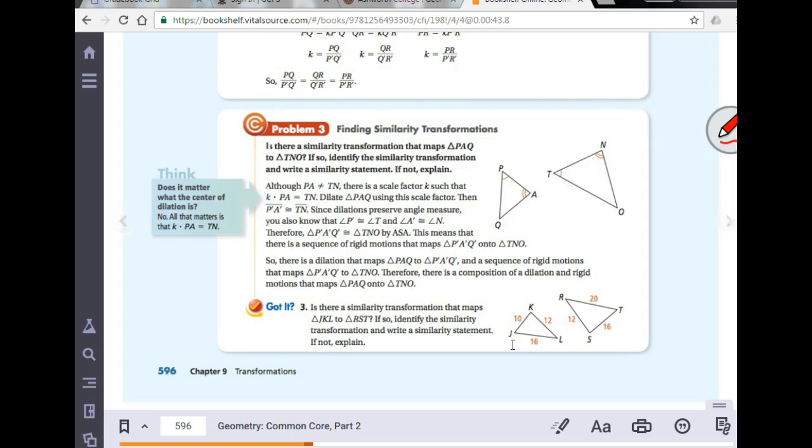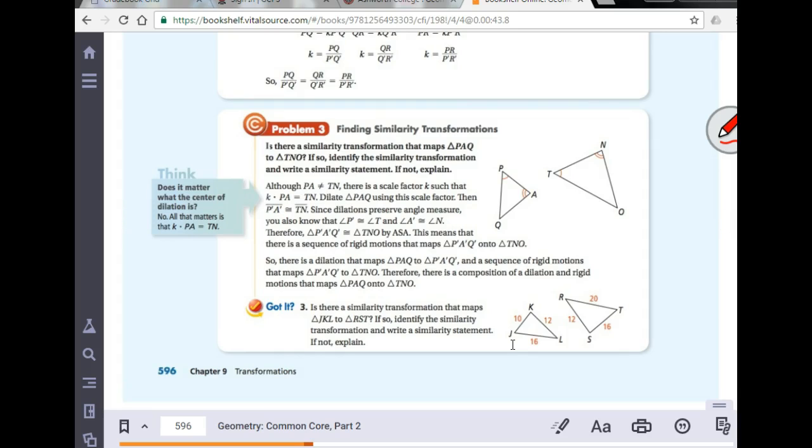All that is really very wordy, but what it's saying is because two angles and an included side are similar to two angles and an included side that is proportional, then that's enough to say that these two triangles are similar to each other. Okay.